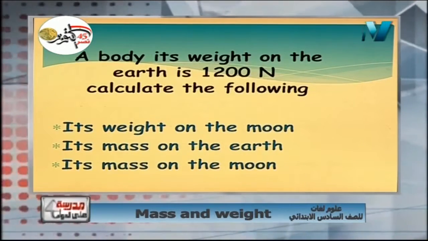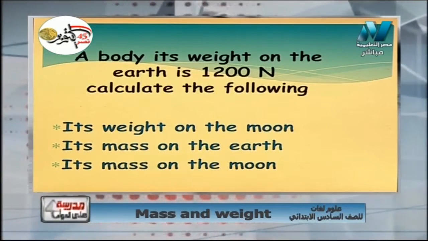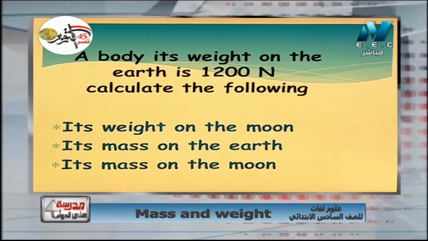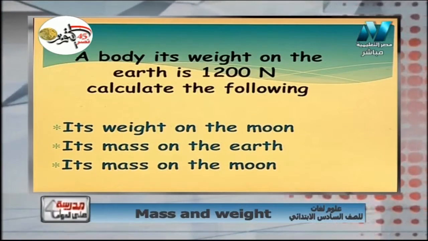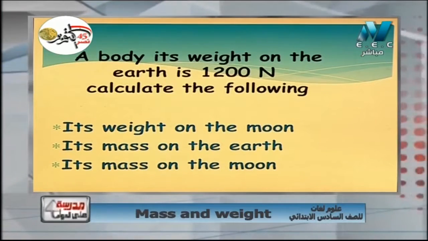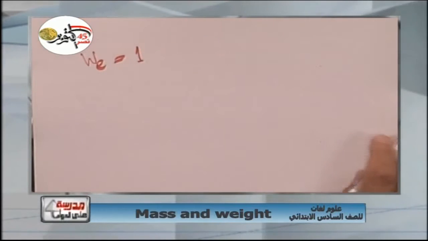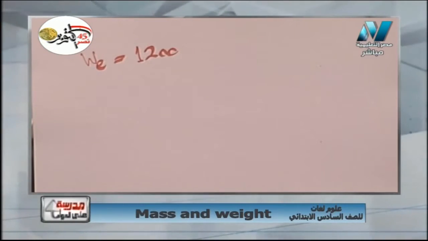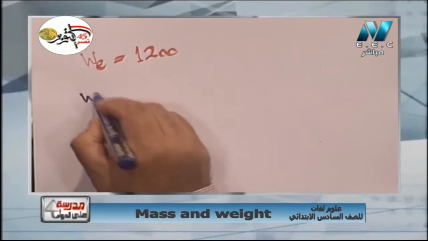بيقول لي a body is weight on the earth is 1200 Newton. Calculate the following. مسألة مهمة قوي وتقريبا شبه اللي فاتت جدا يعني. Okay? Number one: a body is weight on the earth is 1200 Newton. هو اداني هنا معلومة واحدة بس ايه هي؟ ان الويت on the earth، نكتب مع بعض weight on the earth equal 1200 Newton. Again weight on the earth 1200 Newton. So now I want what? I want weight on the moon.